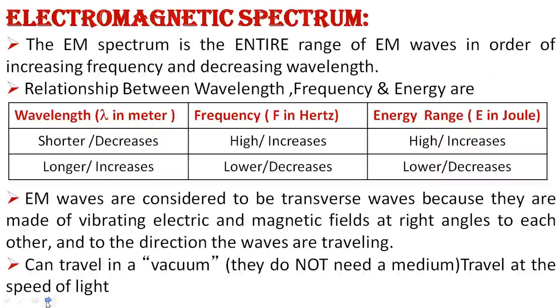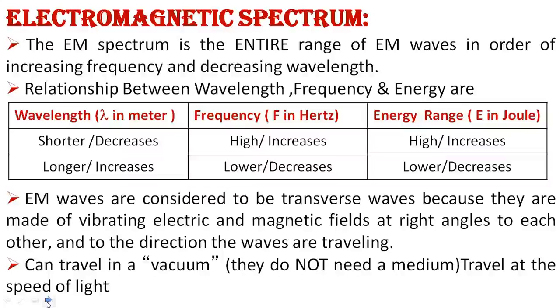The electromagnetic spectrum is the entire range of EM waves in order of increasing frequency and decreasing wavelength. The relation between wavelength, frequency and energy: when wavelength is shorter, frequency is higher and energy is also higher. When wavelength is longer, frequency is lower and energy is lower. So frequency and energy change together, but wavelength changes oppositely.